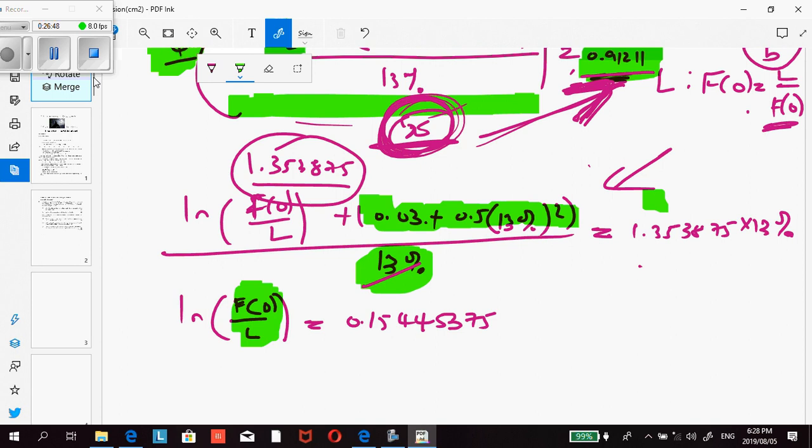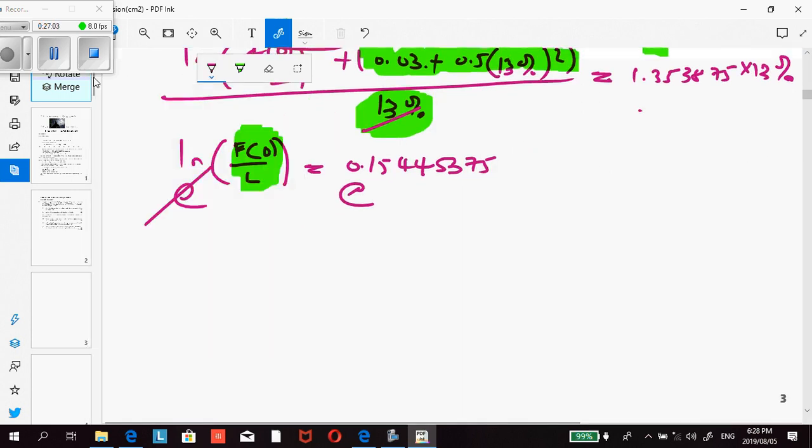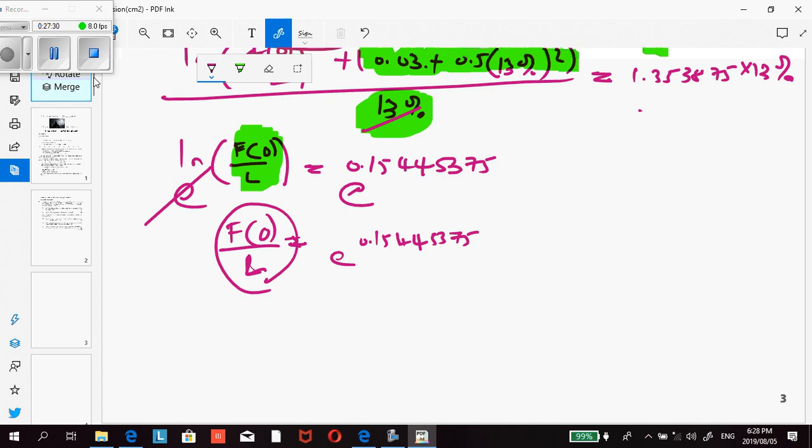I'm going to exponentiate on both sides so that this will cancel, and I'm going to be left with, what am I going to be left with? F of 0 divided by L being equal to e to the power 0.15445375. Now I'm looking for the ratio of the nominal value, which is the redemption value, to the total asset of the company at time 0. Now I just need to invert this in order to get that.